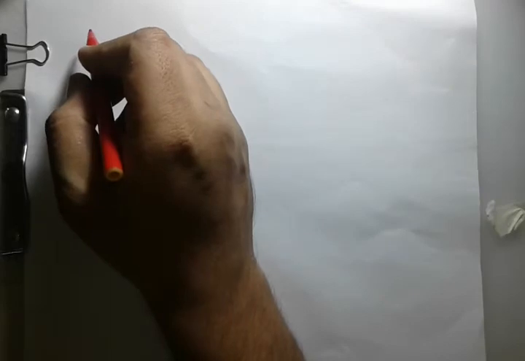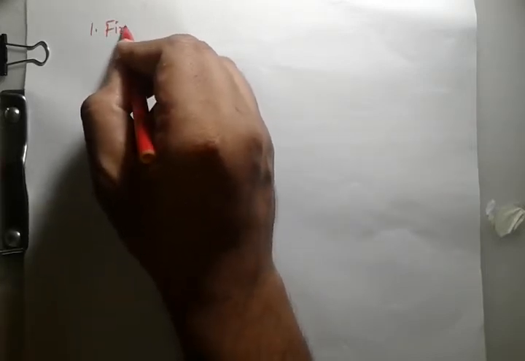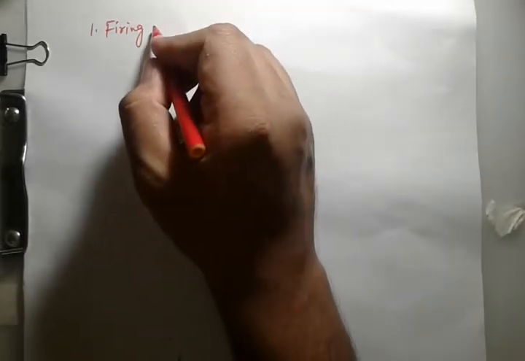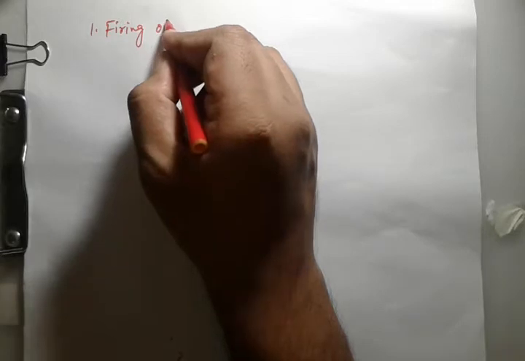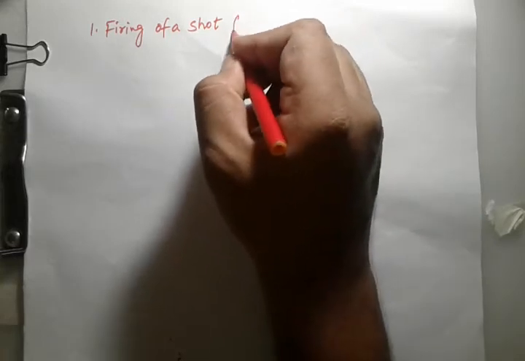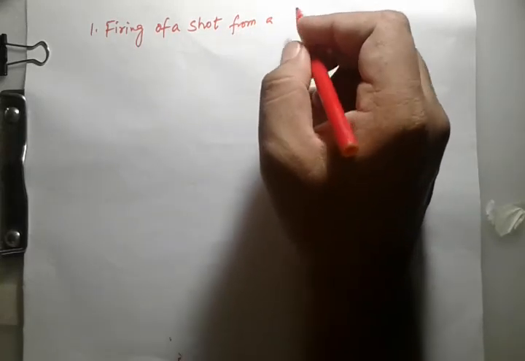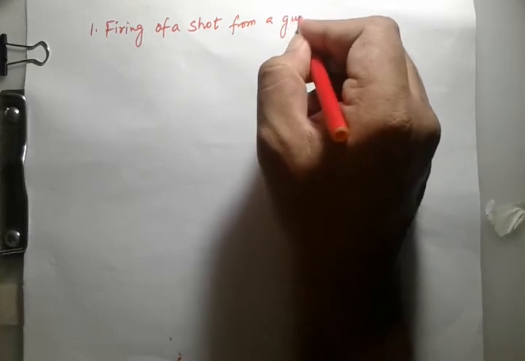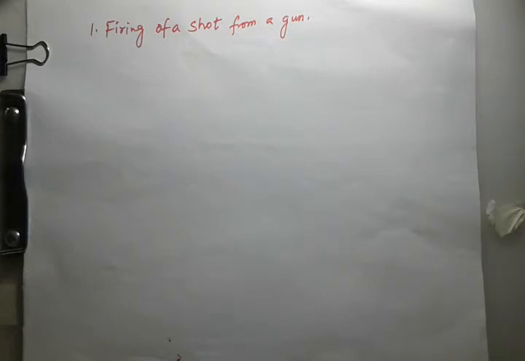So the first one is firing a shot from a gun. What is the action here? When a gun is fired, the bullet shoots out due to the force applied on it by the trigger of the gun. So when we pull the trigger, we apply force on the bullet.